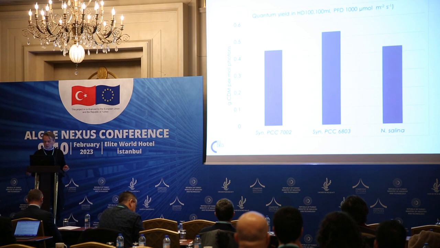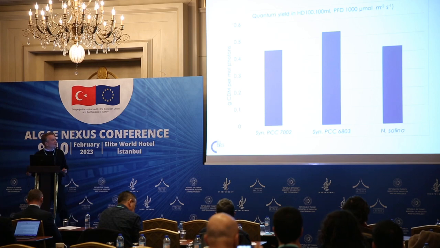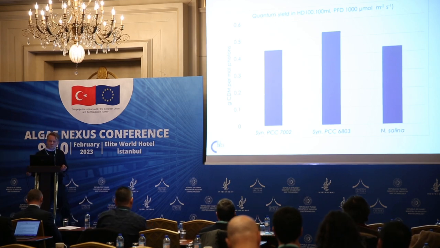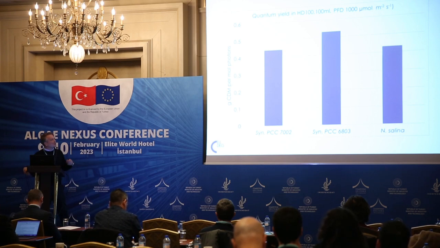And what I want to show here is that in all variants during the linear phase, we still reach high quantum yields. It is nearly 25% of the maximum theoretical quantum yield you can achieve, still at these high densities and also with this high light intensity.